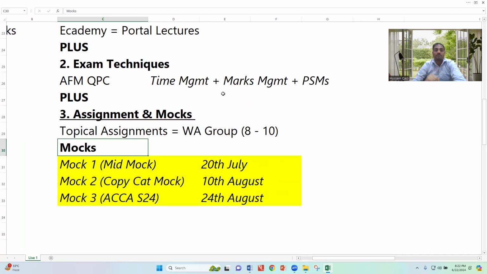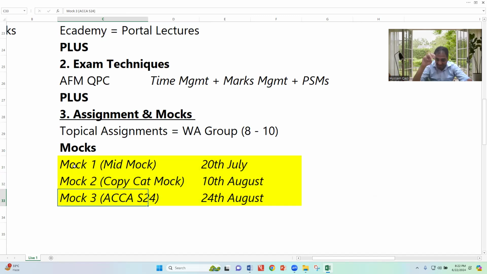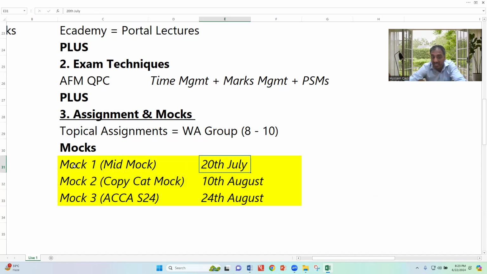And these mocks, I strongly suggest you mark these dates on your calendars. There will be 3 mocks with this course and 0% tolerance. I will not tolerate it if any one of you does not participate in these mocks. I'm going to announce now, with the start of the course, and you need to follow these instructions. Mock 1, called the mid mock, will be conducted on 20th of July, Saturday.